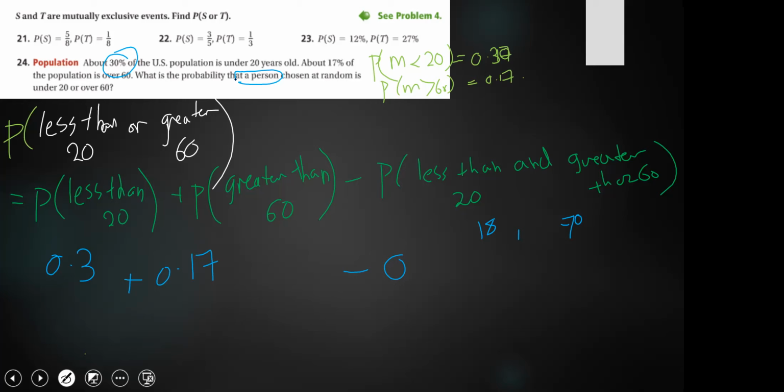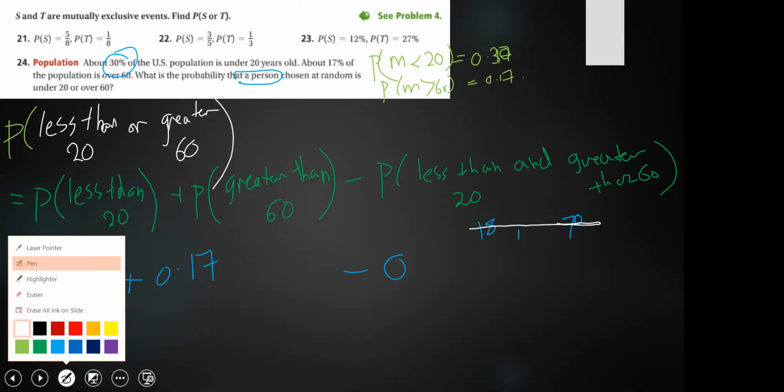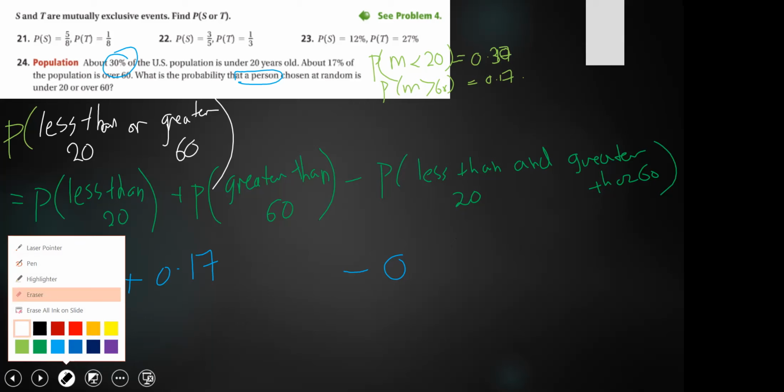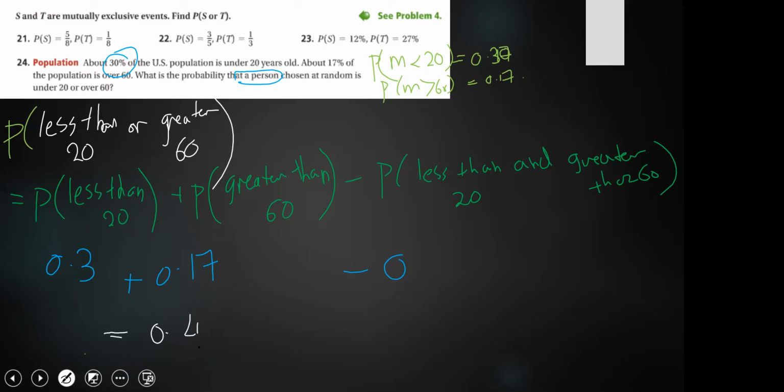So can I have one person whose age is 18 and 17? No. That's why we said it cannot happen at the same time. So the probability is 0. I will add now the answer, which is 0.47, or 47%, the probability of choosing a person randomly who is greater than 60 or under 20. Is it clear? Yes, teacher.